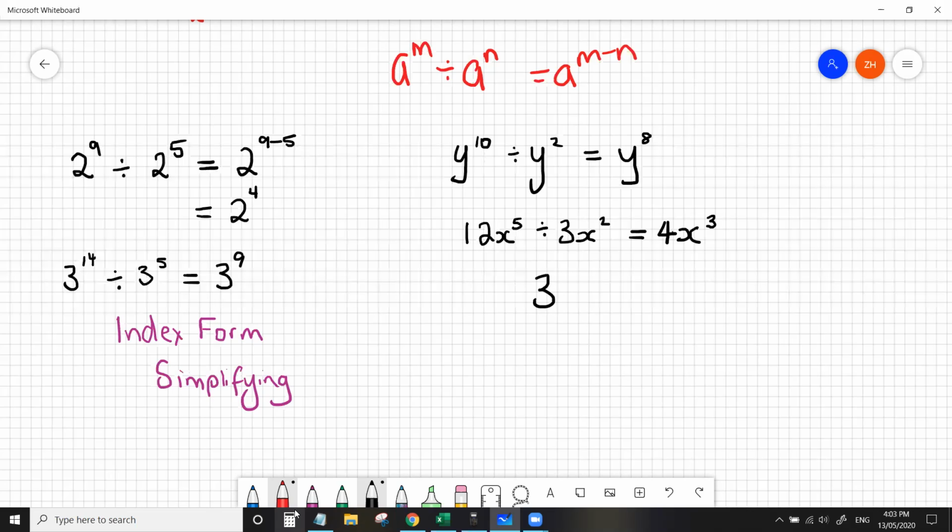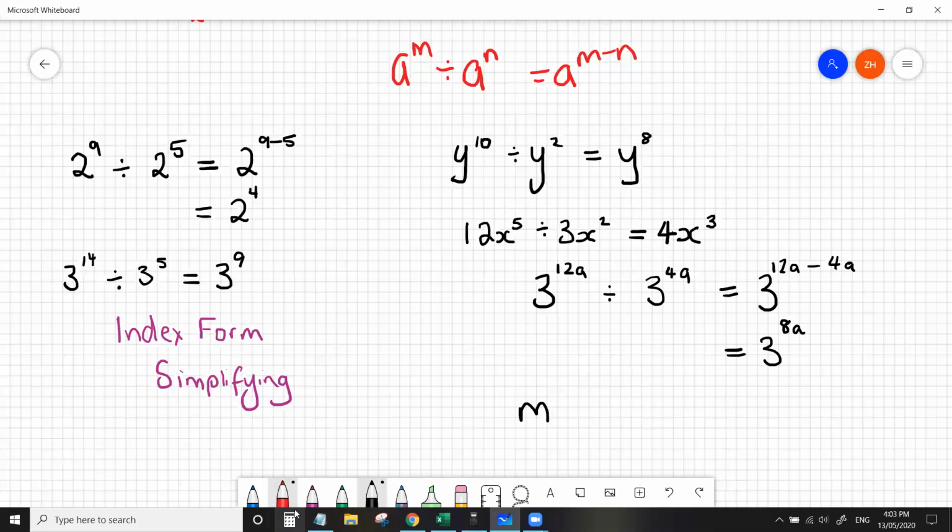This one's got a numerical base, but it's actually going to have algebraic powers. So the exponents here are 12a and 4a. So we're going to keep the base the same as 3, and we're going to subtract the powers. Now 12a minus 4a can be simplified a bit further because they are like terms. So 12a minus 4a gives a final answer of 3 to the power of 8a. And we'll do one more of these type.